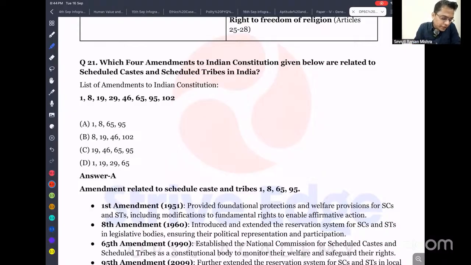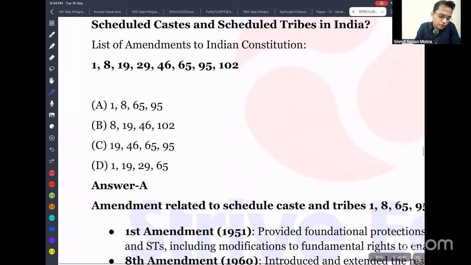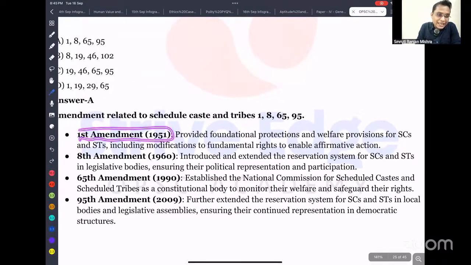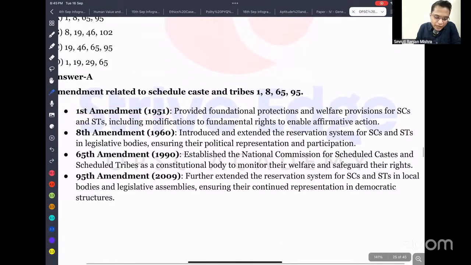The first question of the day is talking about which four amendments to the Indian Constitution given below are related to the Scheduled Caste and Scheduled Tribe in India. The options are 1st, 8th, 19th, 29th, 46th, 65th, 95th and 102nd. The First Constitutional Amendment was introduced in 1951. That provided foundational protection and welfare provision, also including modification to fundamental rights to enable affirmative action.